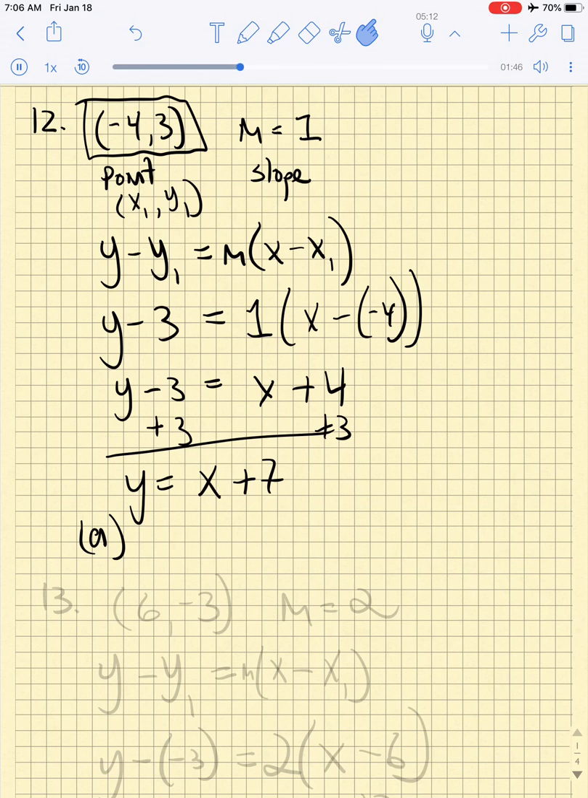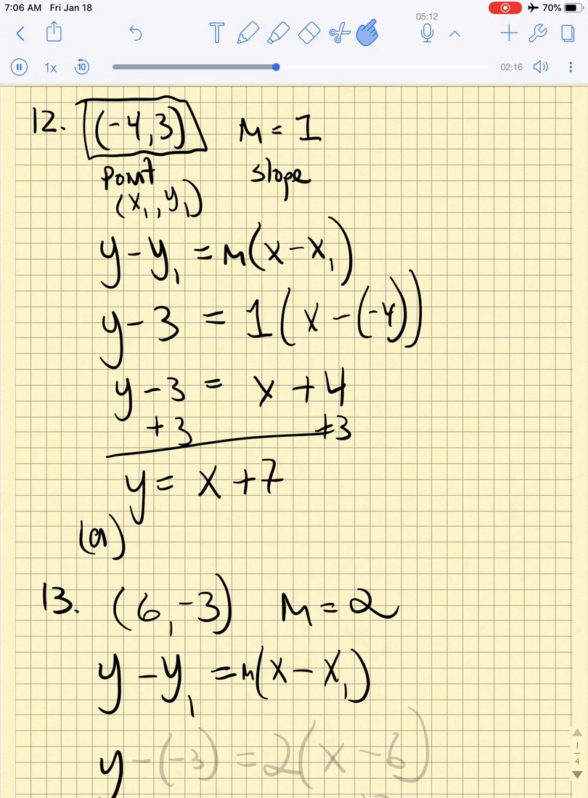All right, there's a couple like that, so let's go through them now. For number 13, what is given? Another point with the x-coordinate, x1 is 6, and the y-coordinate, y1 is -3, and m equals 2. So we use the same equation, y minus y1 equals m times x minus x1.